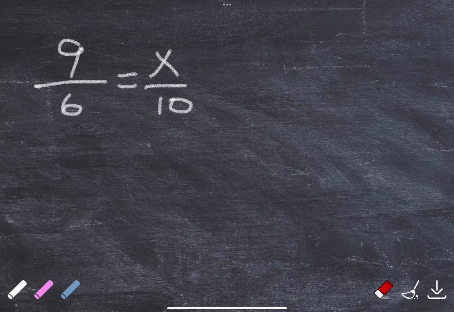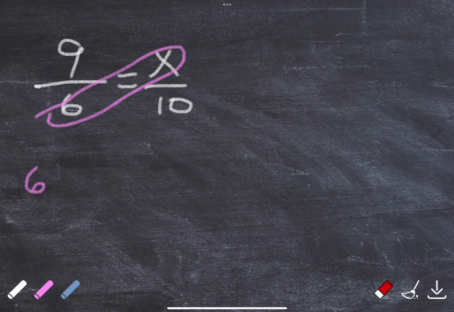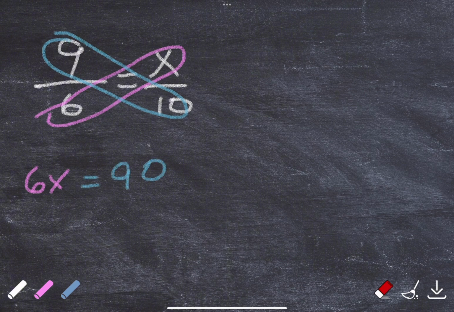Let's go ahead and solve some proportions using cross multiplication. This allows me to see if the cross products are equal, then the ratios are proportional. So 6 times x is 6x. 9 times 10 is 90. Essentially, I'm saying 6 times some number equals 90. Let's check and see if that's true.